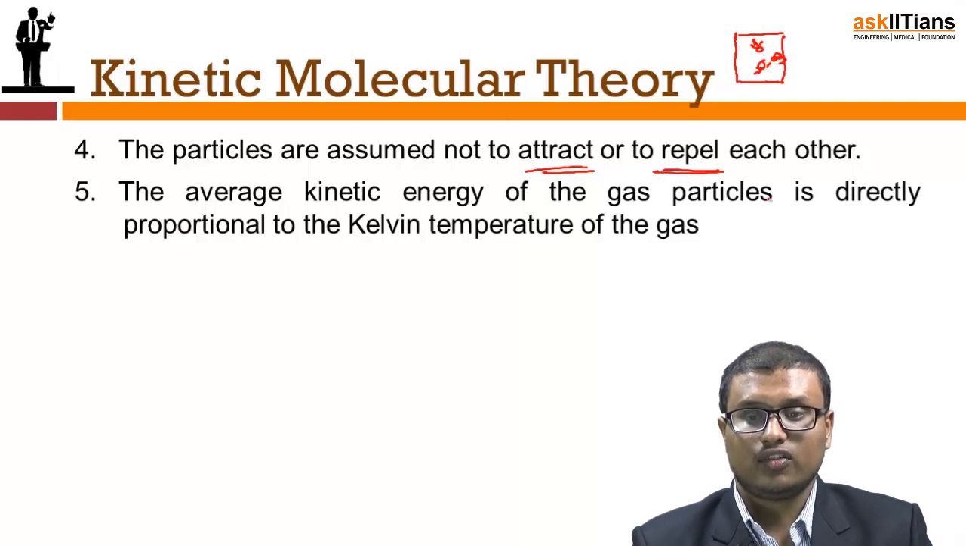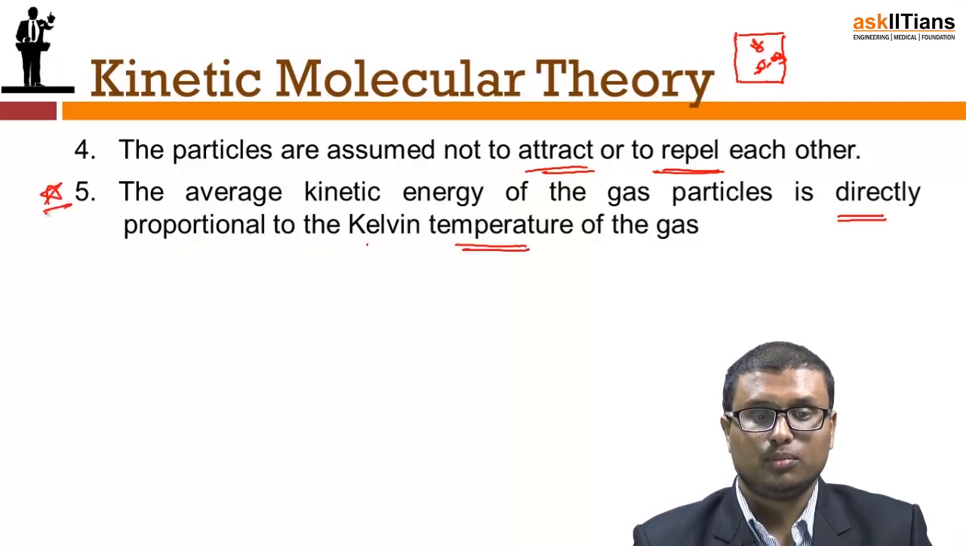So the average energy of the gas particles is directly proportional to the temperature. This is a very important point. When I talk about velocity, when I talk about random motion, obviously there exists a term kinetic energy, right? Or what is average kinetic energy? Suppose there are n molecules, the total kinetic energy divided by n is nothing but the average energy of the gas particles. So this average kinetic energy is directly proportional to the Kelvin temperature of the gas.